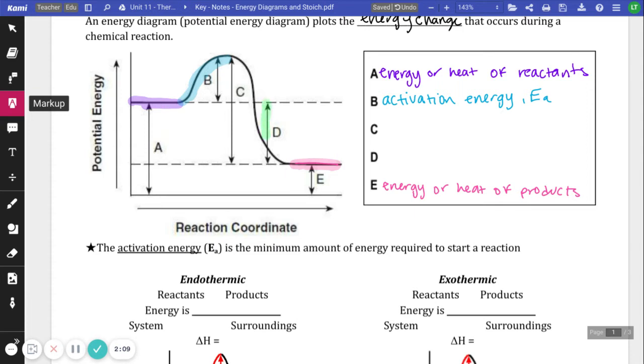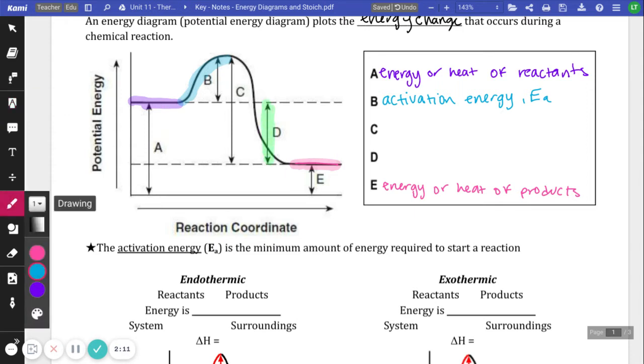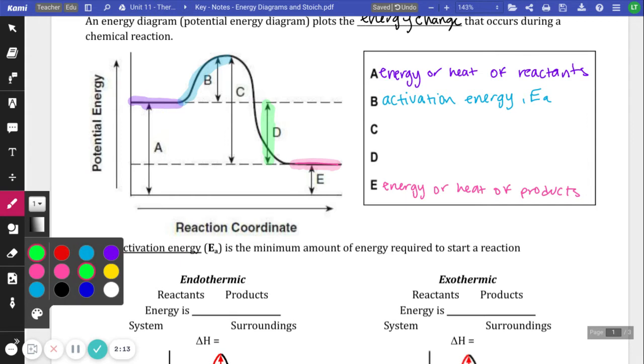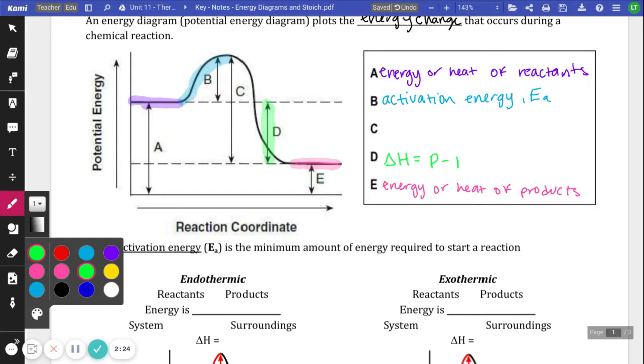All right, now that we know that, we'll look at D right here. D goes between our products and our reactants, and D is our delta H, or our change in enthalpy. Our change in enthalpy is equal to, if you remember from yesterday, the energy of your products minus the energy of your reactants. So delta H is equal to P minus R. It's also called the enthalpy of our reaction. It's how much energy is gained or released during a chemical reaction.